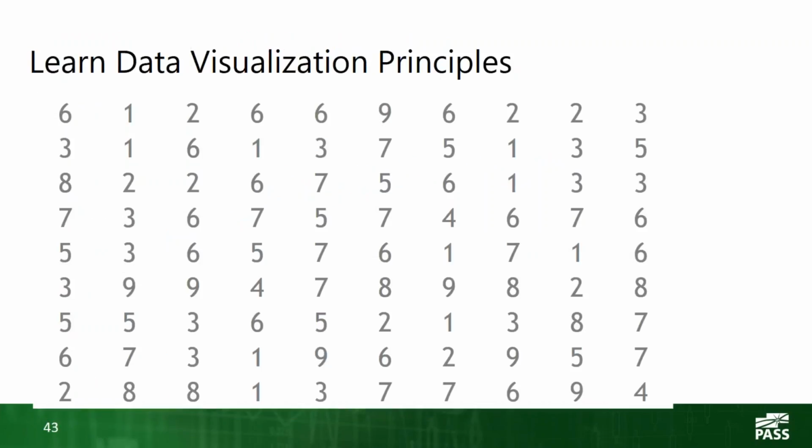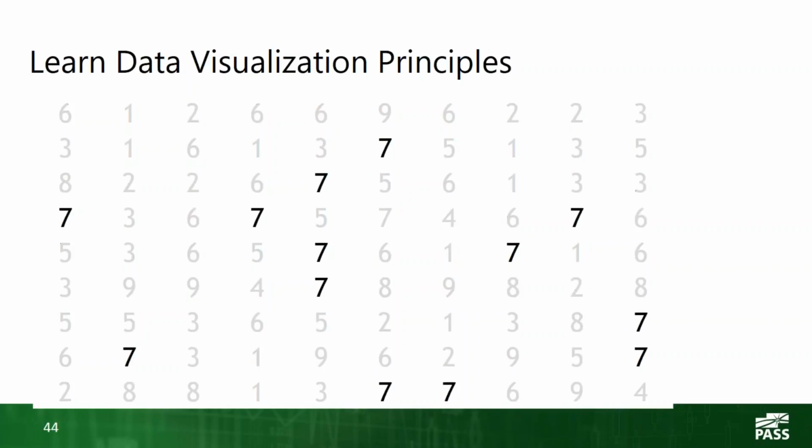And finally, I shouldn't say finally, but we should try to learn some data visualization principles. If I said to you, how many 7s are there here? Take a moment to try to count them. Well, if I'm being honest with you, I don't actually know how many there are. I think there's 14. That's what people typically call out. But how hard is it to count them now?